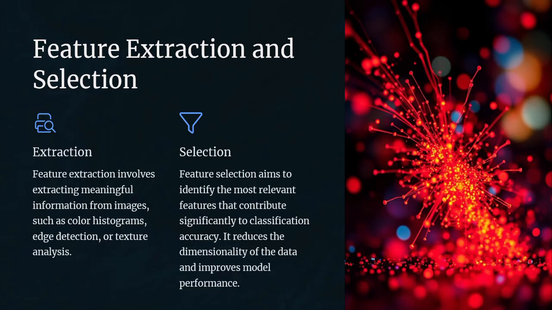Now, feature extraction and selection. What is extraction? Feature extraction involves extracting meaningful information from images, such as color histograms, edge detection, or texture analysis. And selection: feature selection aims to identify the most relevant features that contribute significantly to classification accuracy. It reduces the dimensionality of the data and improves model performance.